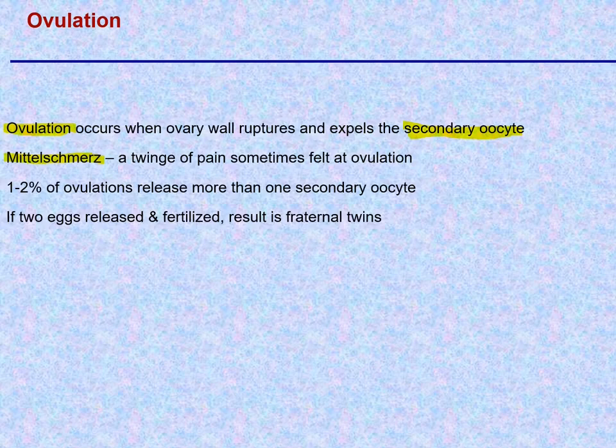In 1 to 2% of ovarian cycles, there's more than one ruptured secondary oocyte. And if 2 eggs do get released, and if they are fertilized, then as I said earlier, that would result in fraternal twins.